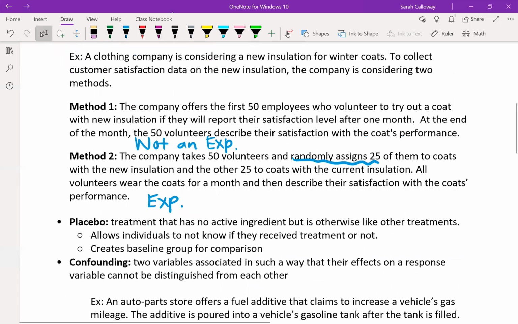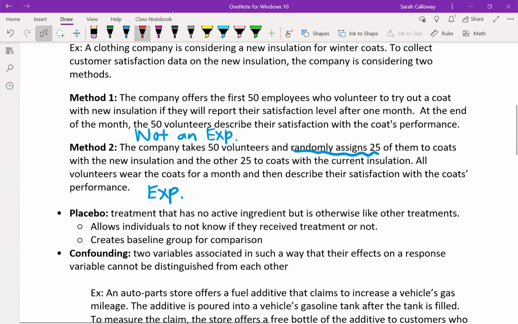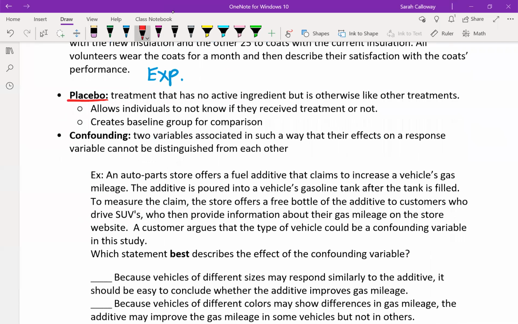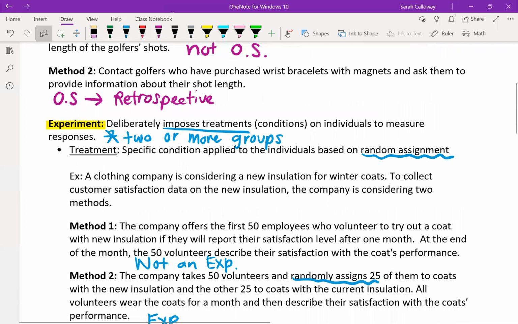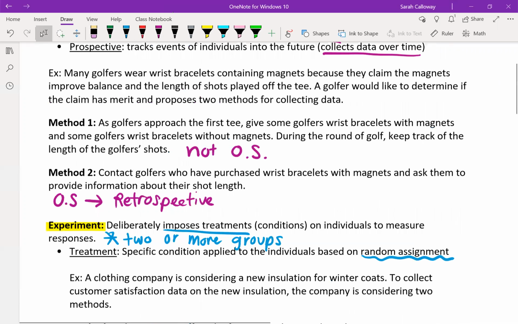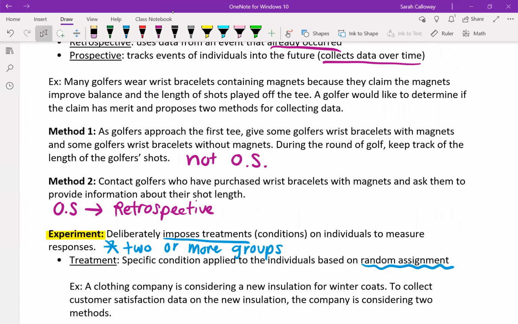The next thing is a placebo. So placebo is a treatment that has no active ingredient, but is still otherwise like other treatments. It allows individuals to not know if they've received the treatment or not, and it creates a baseline group for comparison. An example of a placebo would be in that method 1 for the golf, the wrist bracelets without magnets, that would be a placebo.